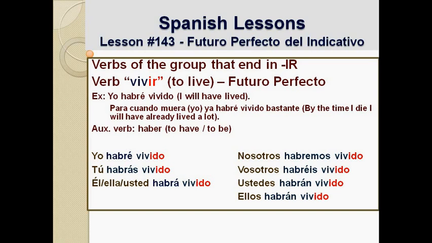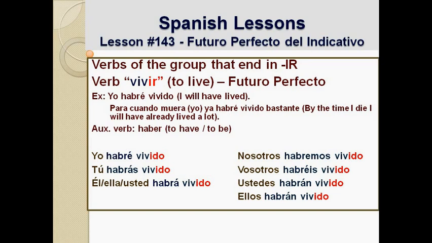Nosotros habremos vivido. We will have lived. Vosotros habréis vivido. You will have lived. You plural. Ustedes habrán vivido. You will have lived. And ellos habrán vivido. They will have lived.